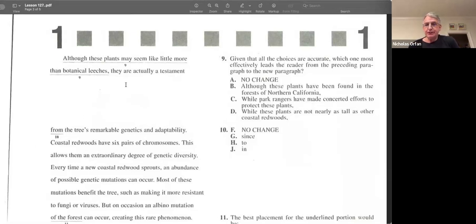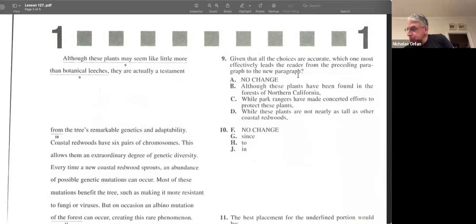So if we look at 9, although these plants may seem like little more than botanical leeches, given that all the choices are accurate, which one most effectively leads the reader from the preceding paragraph to the new paragraph?